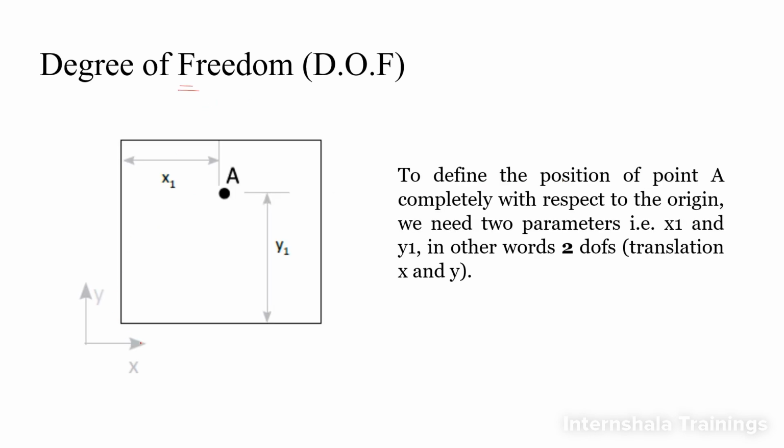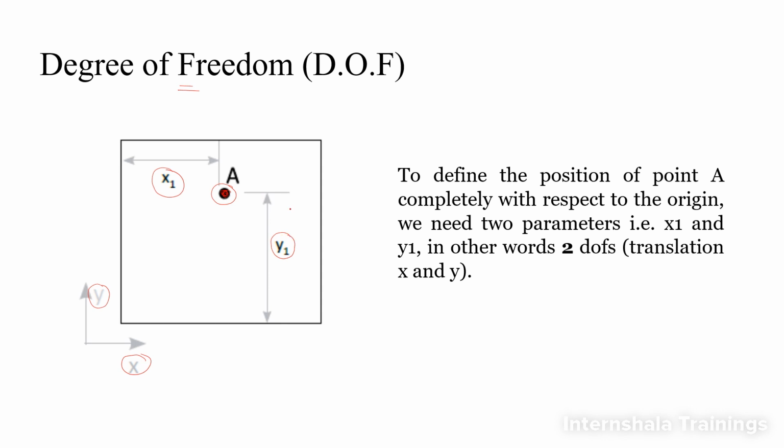So here we considered a plane where there is x-axis and y-axis. Now there is a point A on this particular xy plane. Now I want to define the exact position of point A. So in order for me to define the exact position of A, I need to have the distance from y-axis to this point, which is nothing but represented by x1, and then I also need to have the distance between this point and the x-axis, which is nothing but represented by y1.